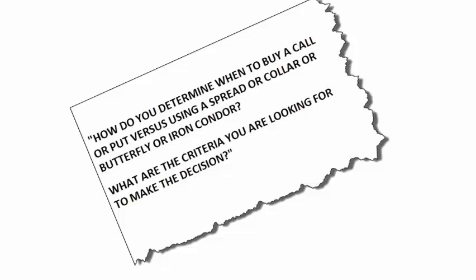We get a lot of emails here at NetPicks, and this one comes from an options mastery student who had some really great questions. I'm sure these are a lot of questions that many traders have when starting with options. So here's a question that came in. How do you determine when to buy a call or put versus using a spread or collar or butterfly or iron condor? And what are the criteria you're looking for to make the decision?